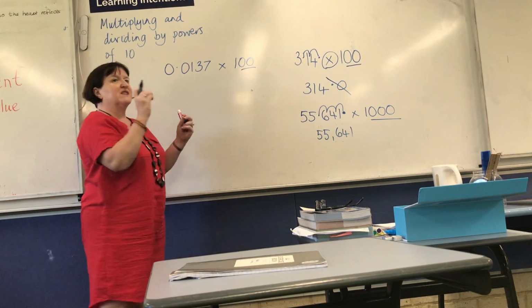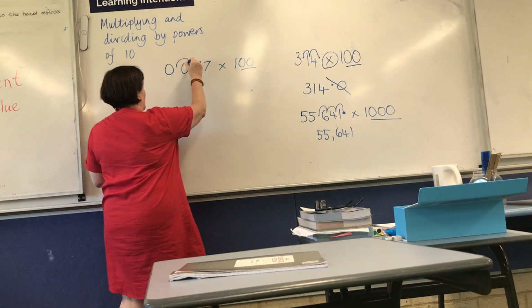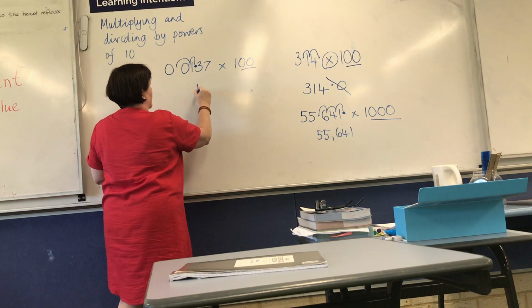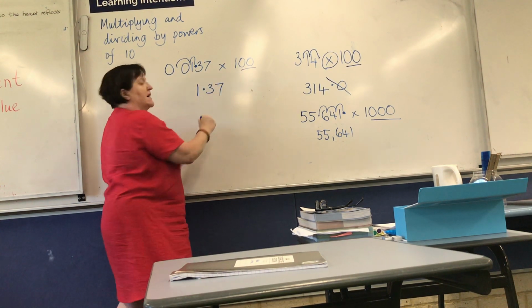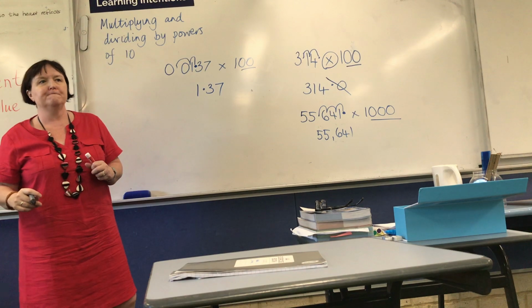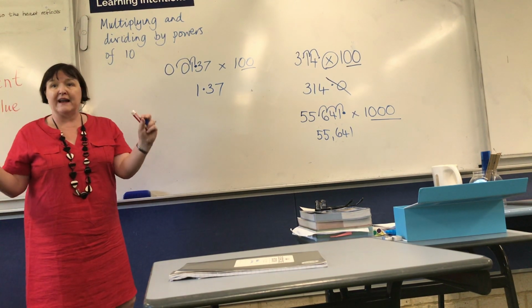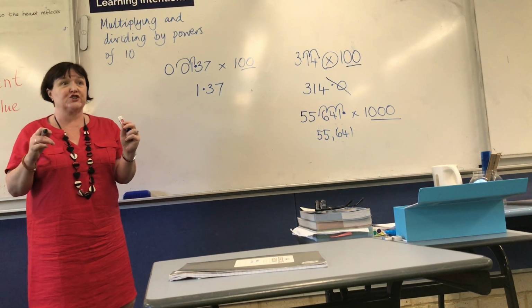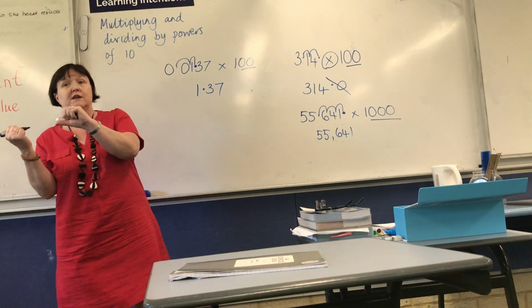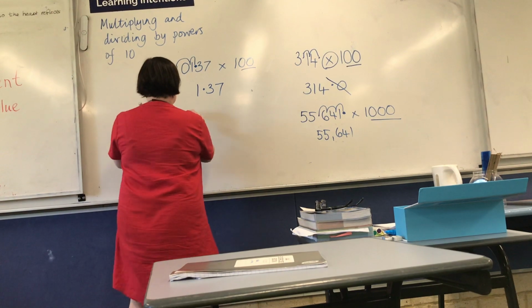So we're moving the decimal place 2 columns. So 1, 2. So it's going to go there. So our answer is 1.37. Okay? Now, division, exactly the same process, but you just go in a different direction. That's right.